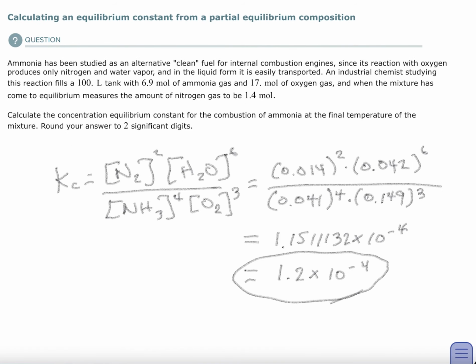And I'm going to go back to the K sub C expression and simply fill in the 0.014 for N2, the 0.042 for water, etc., and then fill it in with the same exponents as in the constant. And then I get 1.15 times 10 to the negative 4. It's 2 significant digits, so 1.2 times 10 to the negative 4.